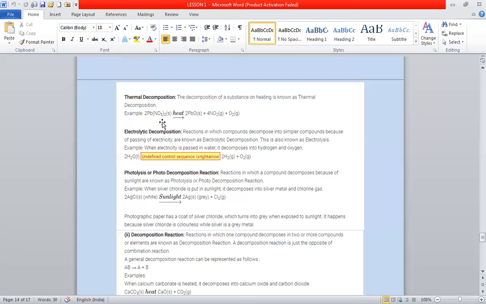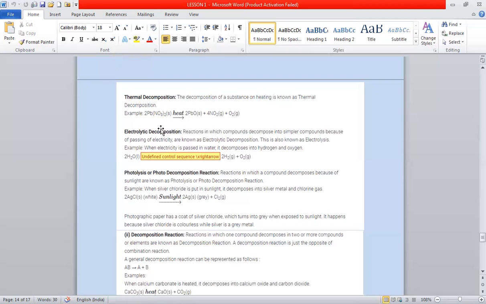We can write the equation as 2FeSO4 on heating decomposes into Fe2O3 plus SO2 plus SO3. Here, another example is of lead nitrate.